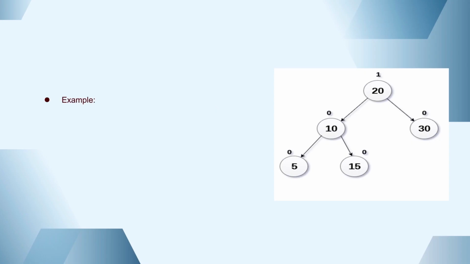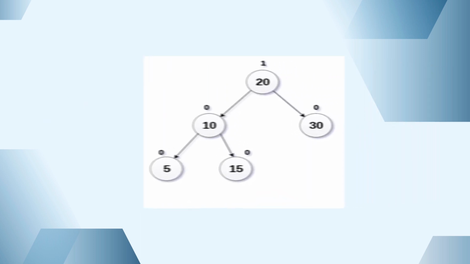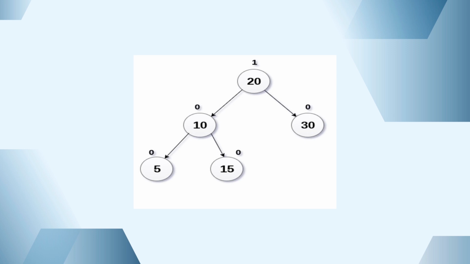Suppose we have this tree, where 20 is the root node, 10 is the left node, 30 is the right node of 20, and 5 and 15 are the left and right children of 10 respectively. Now, here we want to delete item 30 from the tree. So, before deleting 30, first we calculate the balancing factor of this tree, to check whether each node satisfies the property of AVL tree or not.